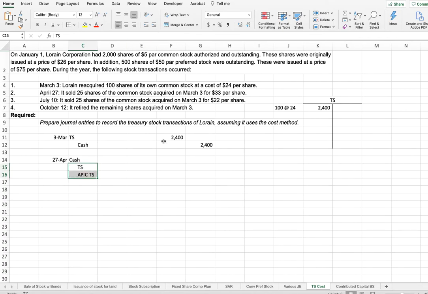And so we have 25 at 33. And the treasury stock is going to be the 25 at 24. And so that gives us the difference of 225 in our additional paid in capital from treasury stock. So I'm going to create that T account here.